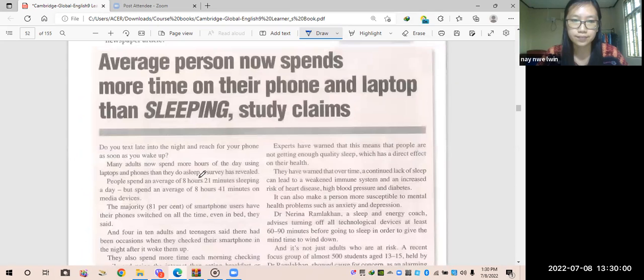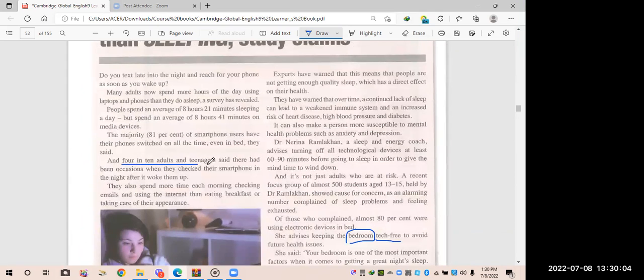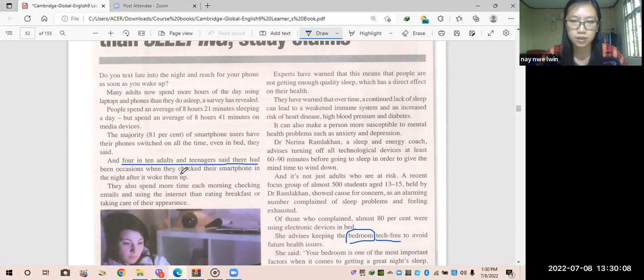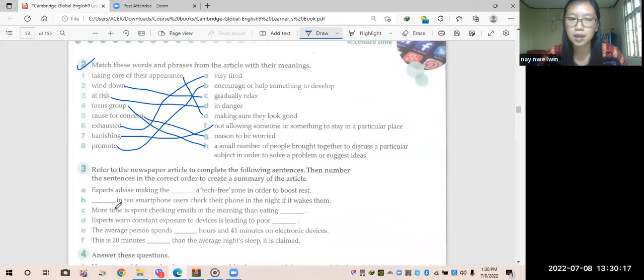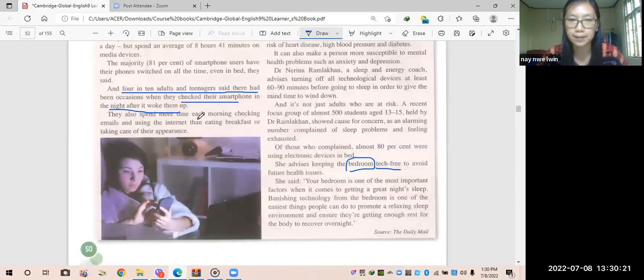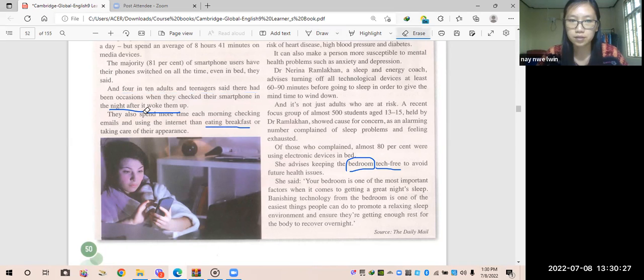What is the answer? That full paragraph, right here. Check their smartphone in the night after it woke them up, so 4. And let's see, more time is spent checking emails in the morning than eating breakfast. Eating breakfast.